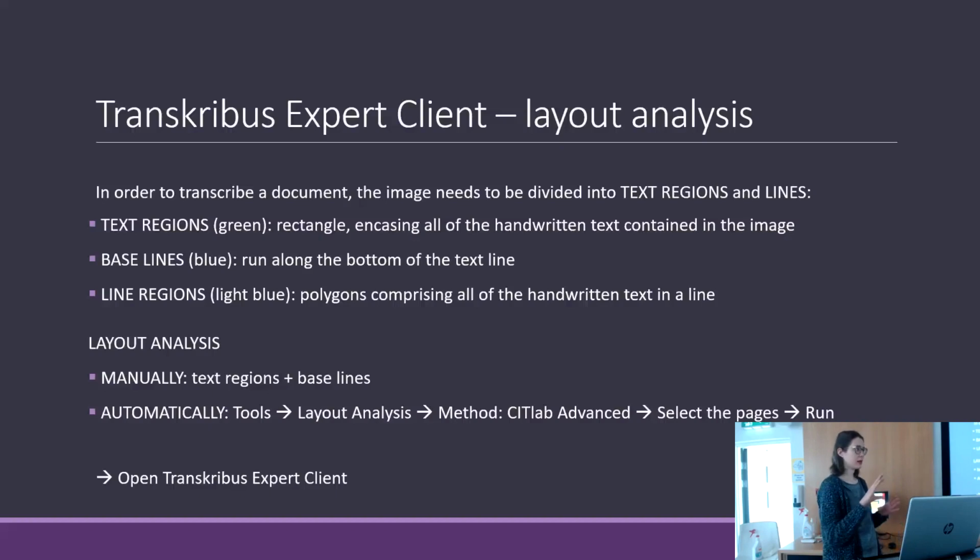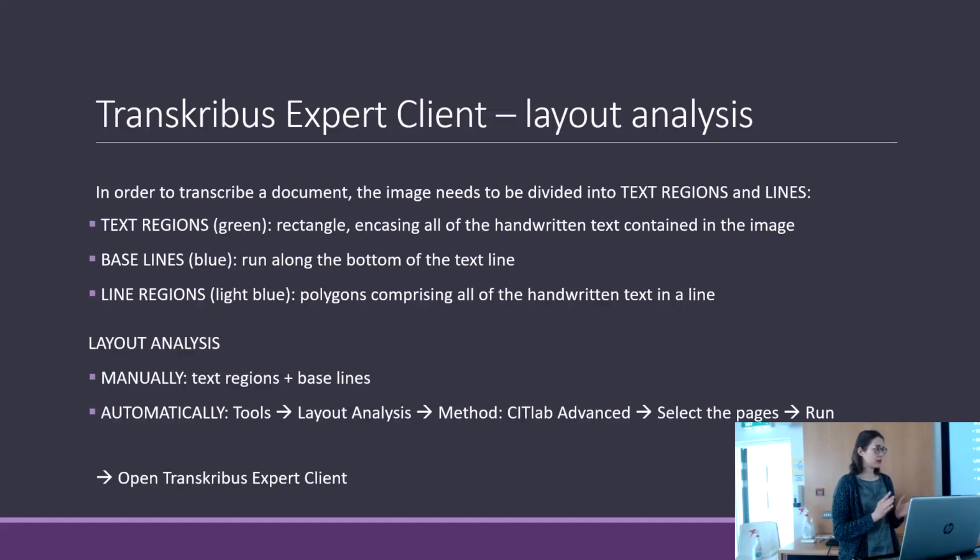The baseline is the most important element, because the HTR technology learns from what it sees in the baseline. It runs at the bottom of the text and it doesn't consider what is above and what is below. And then there is the line region, in light blue, which is the area comprising all the text in the line, so also what is above and what is below.